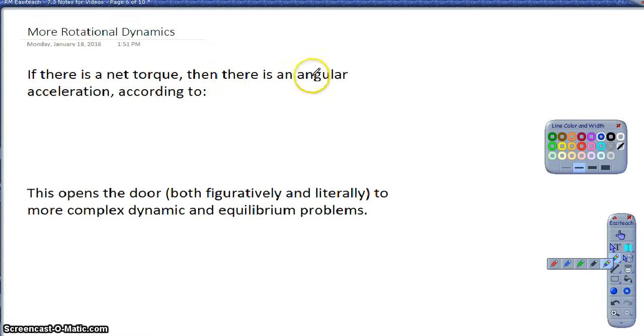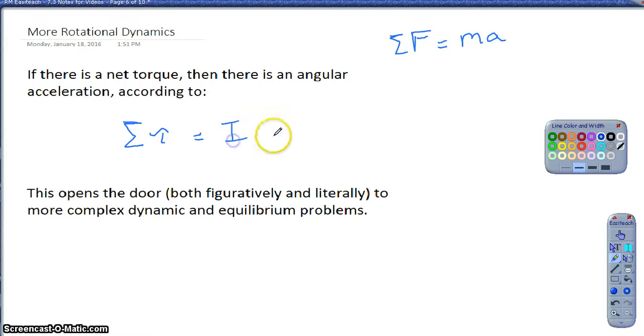So if there's a net torque, then there is an angular acceleration, right? Just like we saw if there's a net force. This is going all the way back to first semester last year, obviously. But if there's a net force, then we know that if there's a mass, then there is an acceleration. So if there's a net force, there has to be an acceleration as well. The exact same parallel is true for rotational motion. If there is a net torque and there is a moment of inertia, then there is an angular acceleration, right?